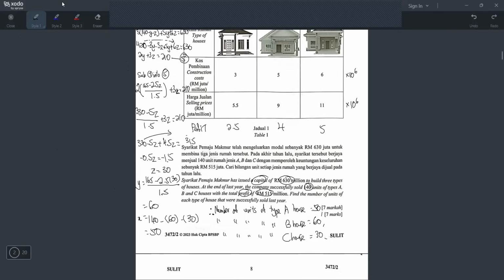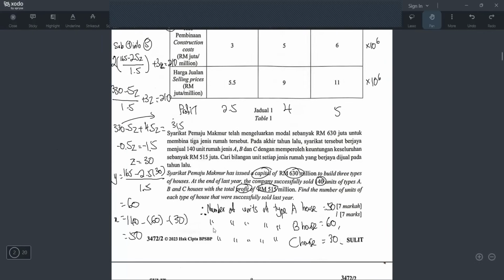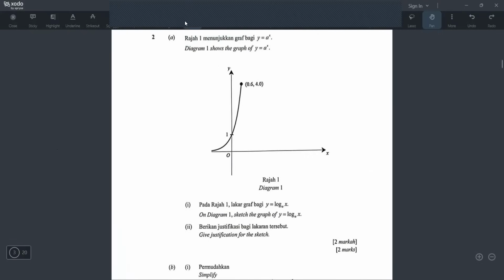But of course, in exam, don't be lazy. Don't be like me and just write like this. You make sure you write the whole thing, right? Means you write the whole thing like that, during exam. So you get 7 marks. Okay, ready. Okay, let's continue with question number 2.